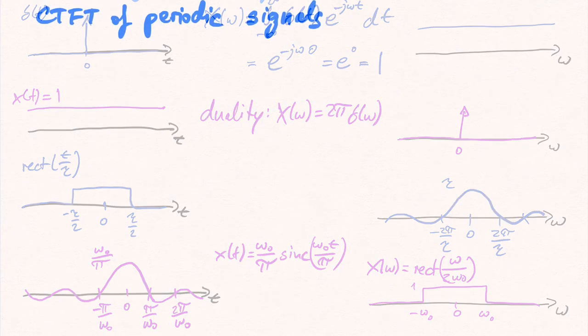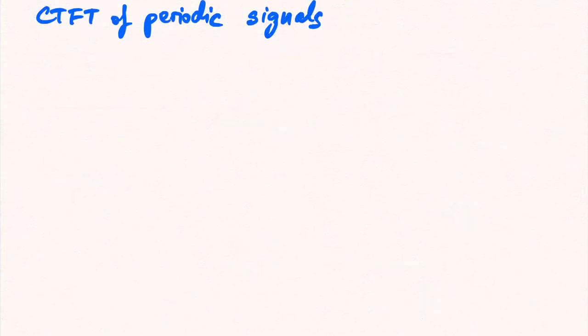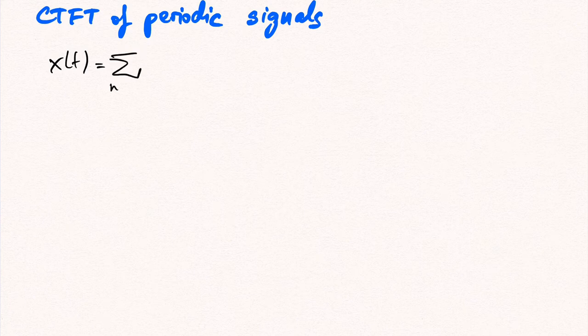We can also calculate the continuous time Fourier transform for periodic signals. For this we can use the fact that for periodic signals x of t, the Fourier series expression exists, which tells us that x of t is equal to the infinite sum for n equals minus infinity to plus infinity of the coefficients d n times e to the j n omega 0 t.